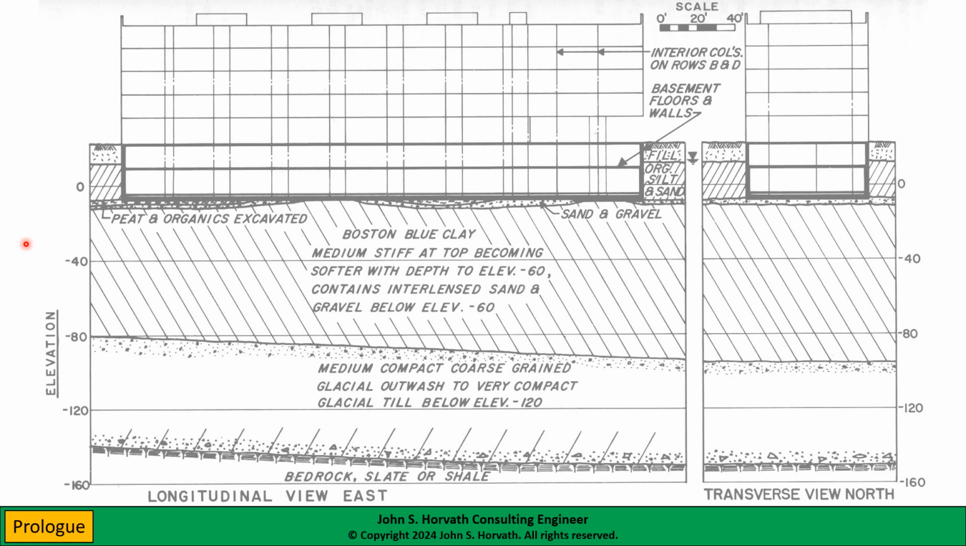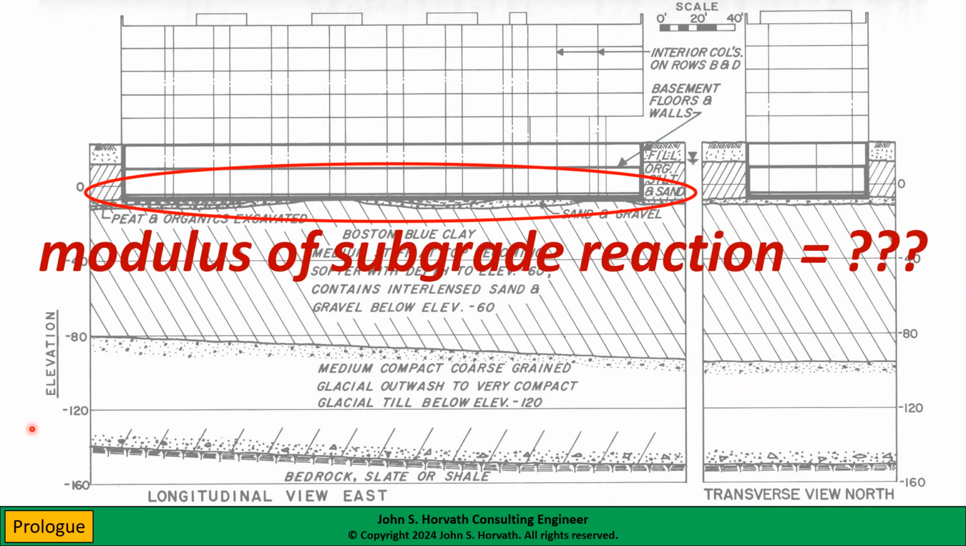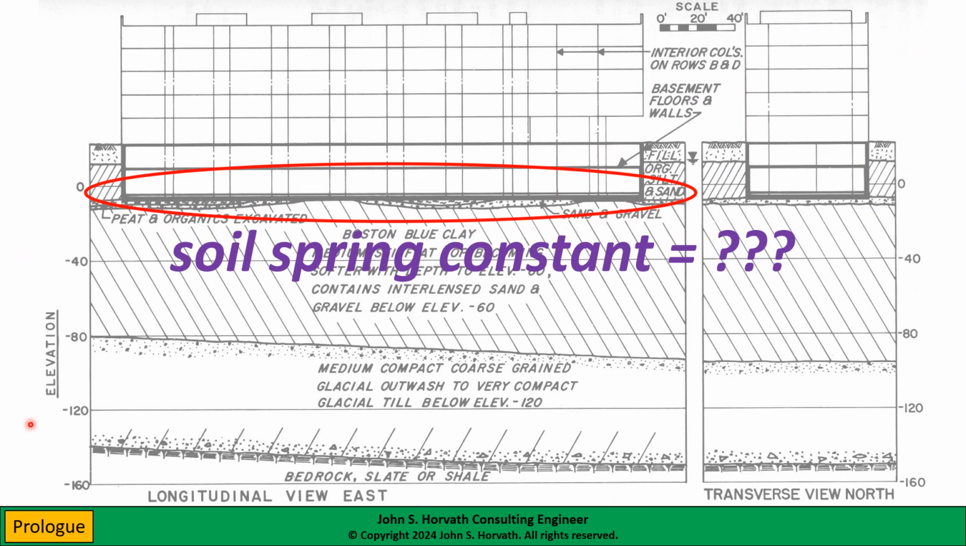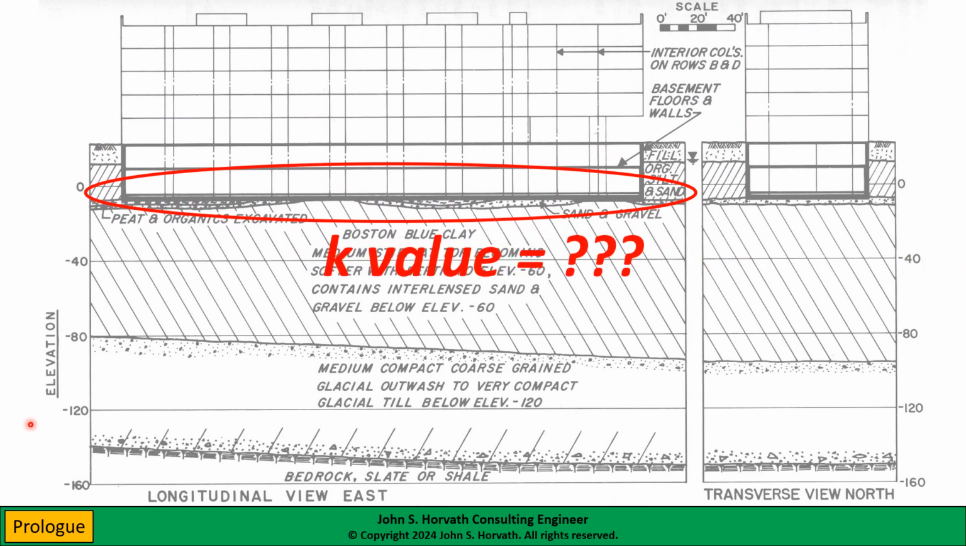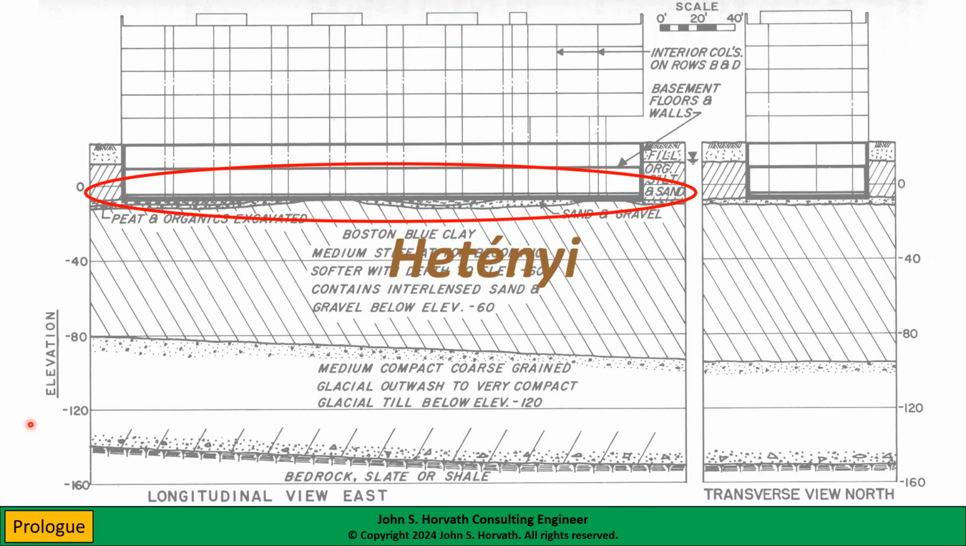Now, when confronted with designing a mat-supported building, in the past and in the present, very often some of the first things you hear when going to design a mat are perhaps it's called the coefficient of subgrade reaction, maybe it's called the modulus of subgrade reaction, perhaps soil spring constant or K value. You might also hear names like Winkler, Hetényi, Terzaghi, Vesić.